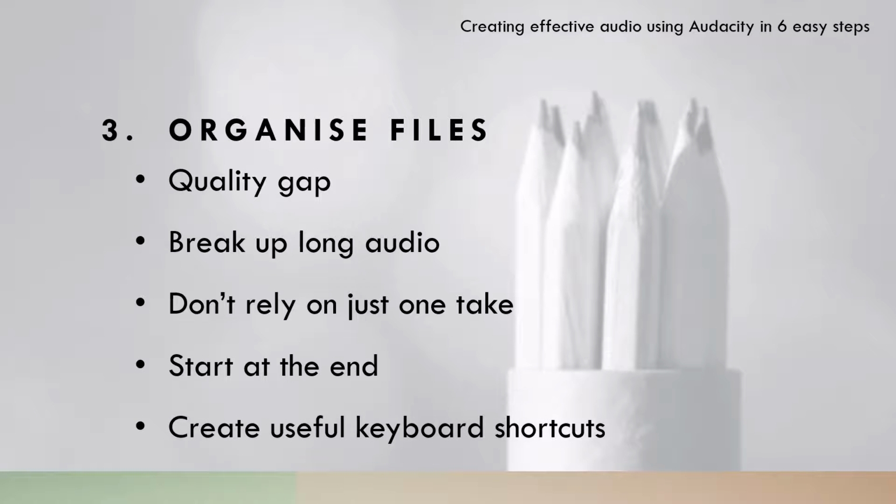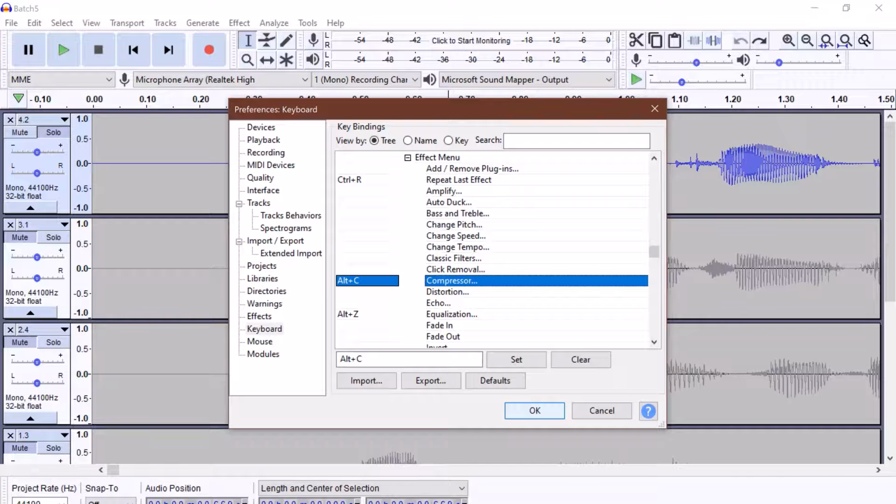Create useful keyboard shortcuts. For tools that you will use again and again, such as equalization, normalize, compressor, and add silence, I find using keyboard shortcuts to be a real time saver. You can find this option under Edit, Preferences, then select Keyboard and find an unused keyboard shortcut for each tool.